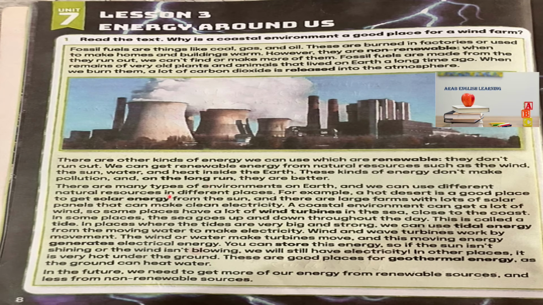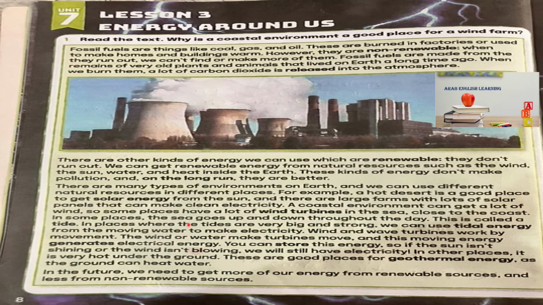There are many types of environments on Earth, and we can use different natural resources in different places. For example, a hot desert is a good place to get solar energy from the sun. And there are large farms with lots of solar panels that can make clean electricity. A coastal environment can get a lot of wind, so some places have a lot of wind turbines in the sea close to the coast.